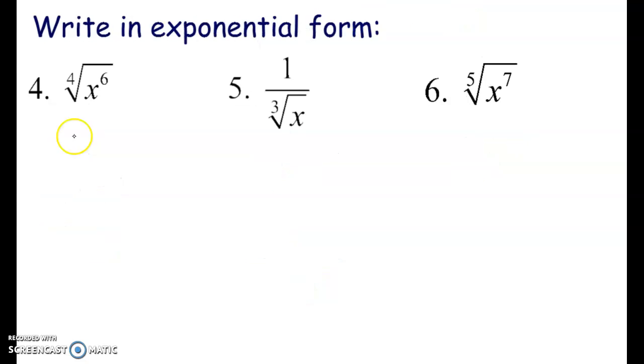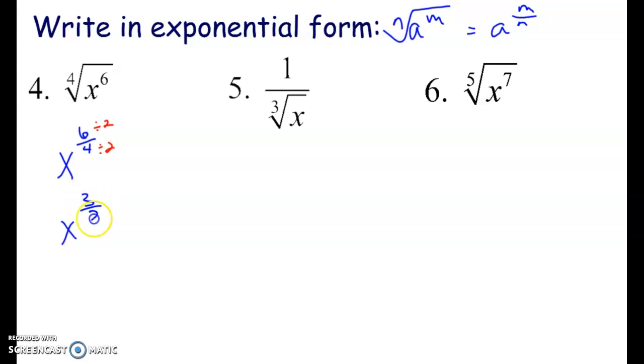What if we went the other way around? This is going to stay there, so x to the 6th. Where does that 4 come into play? That's your denominator. Remember, if we had the nth root of a to the m, that's the same thing as a to the m over n. So 6 over 4, don't forget to simplify if you can. So we get x to the 3 over 2.